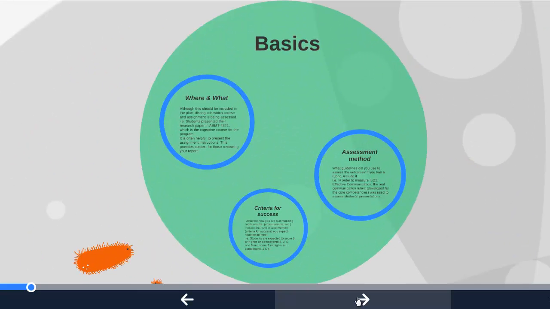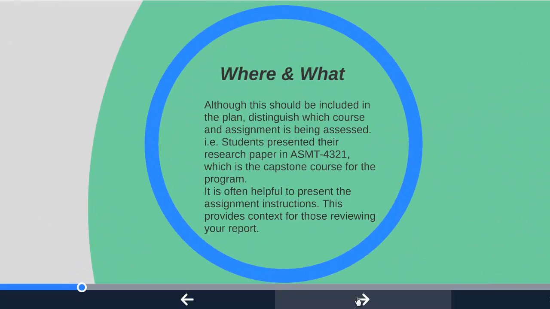The first thing to include in your results summary are the basics: where and what is being assessed. You will be assessing more than one course assignment, so first you need to identify which is being addressed in your summary. As a side note, the list of assessments should already be in your plan, which is a separate document and covers all outcomes.